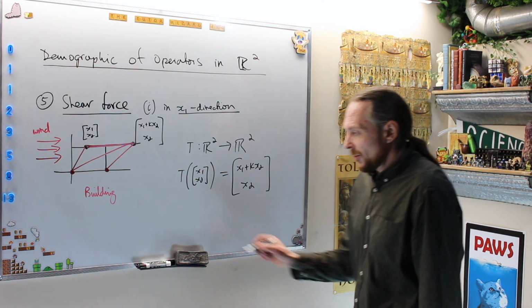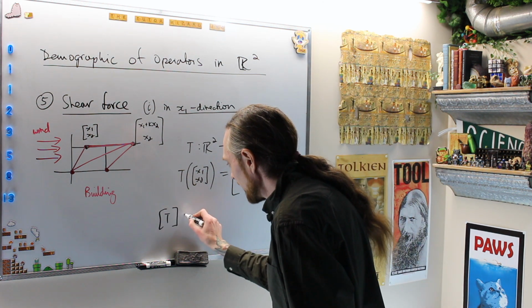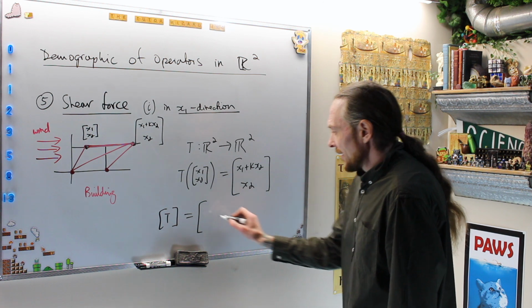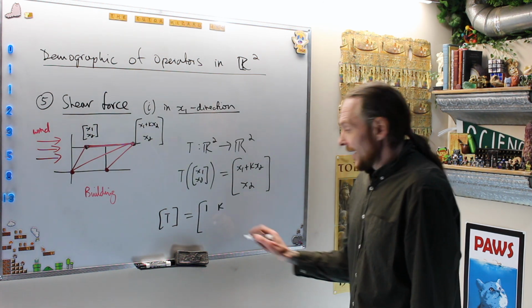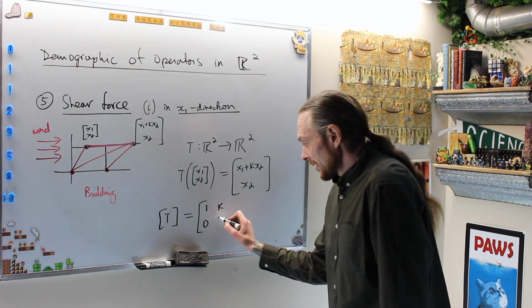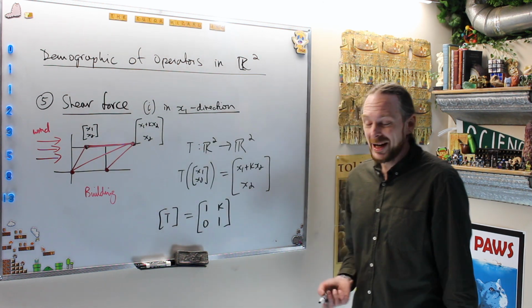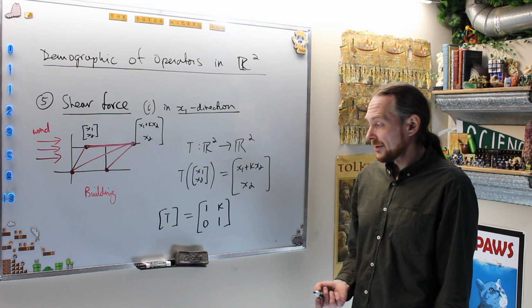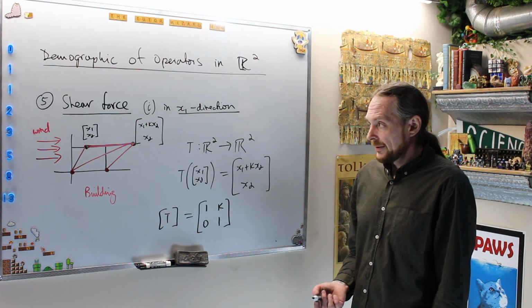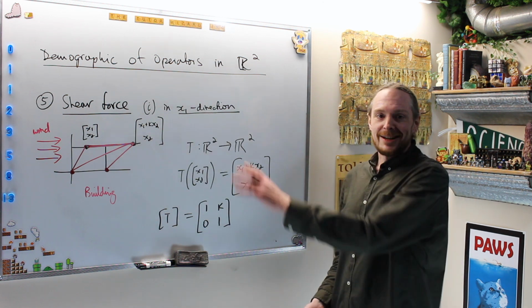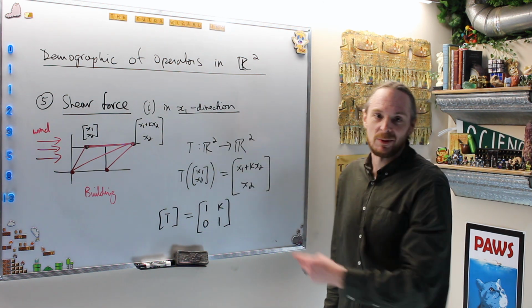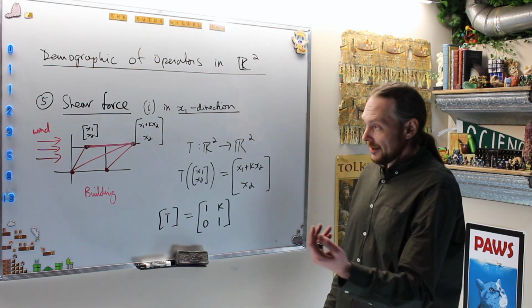And now can you play the game? What's the standard matrix of that going to be? I need a 1 for X1, and I need a K for X2, and then no X1s, and I need an X2. This will be the standard matrix for shear force in the X1 direction. Same business, draw this picture. Rotate your head 90 degrees and you will have the picture for shear force in the Y direction.